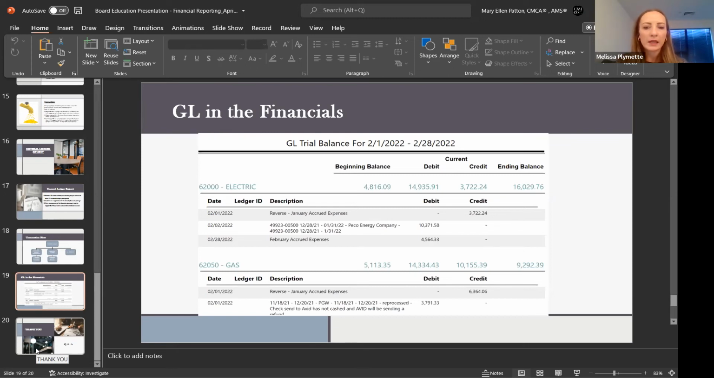Or maybe we paid a large maintenance invoice out of operating that belonged in capital, which you would be able to see here, and then we could make that adjustment. So it really just provides all of the detail for you as the board to be able to fully understand the financials.